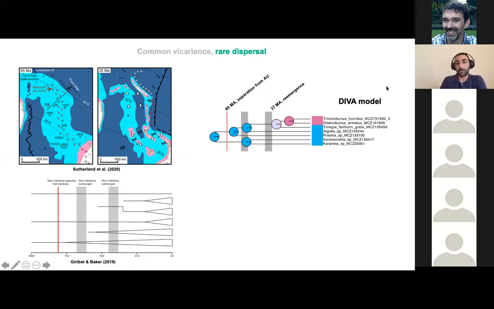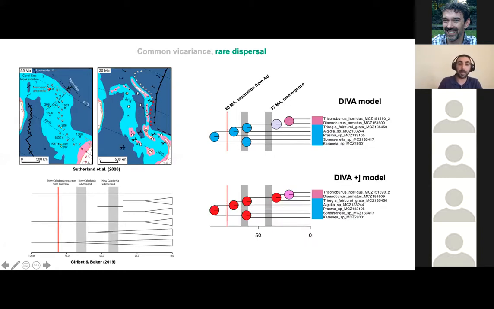In the original analysis I showed you, New Caledonia is nested within New Zealand. That node is estimated to be a vicariant event, which is impossible because from a biogeographic perspective, New Caledonia is an oceanic island. So why? Well, the problem is that these original models don't include jump dispersal. The good thing about BioGeoBEARS, which is the program I'm using, is that you can include the +J parameter, which is jump dispersal. When we include that, the likelihood of the analysis increases and this node switches to a dispersal event. So here is the rare dispersal.